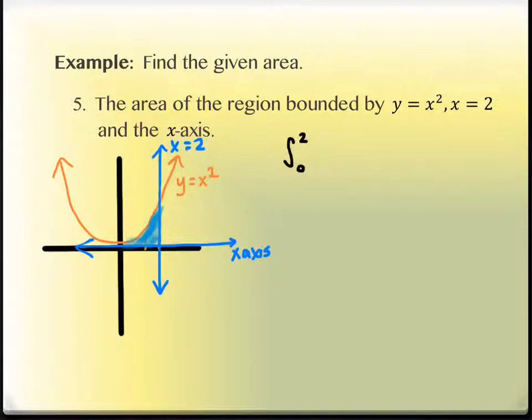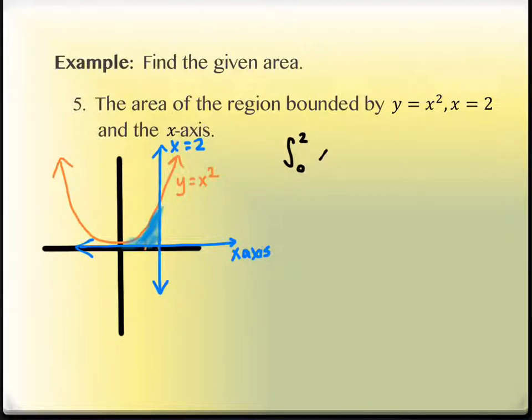We need to put an expression in here. The expression that goes inside here comes from the equation that we're bounded by. That is, what equation says I want to be below this? It's y equal x squared, right? This orange one right here.